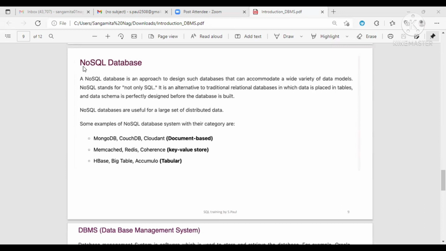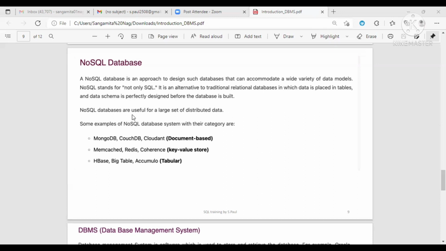So as I said, the full form of NoSQL database is not only SQL. So this is considered an alternative to traditional relational database systems, right? In which the data is placed in tables. So this information you can relate to, right? Data is placed in tables, data schema is perfectly designed before the database is built. This means it's totally structured data, right?